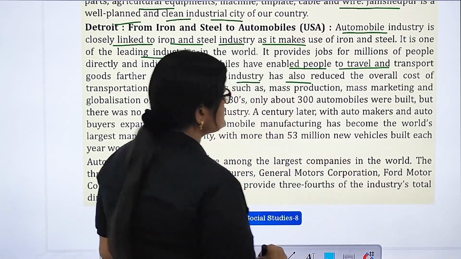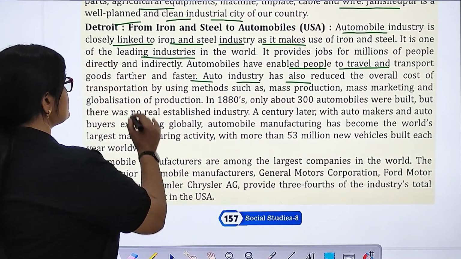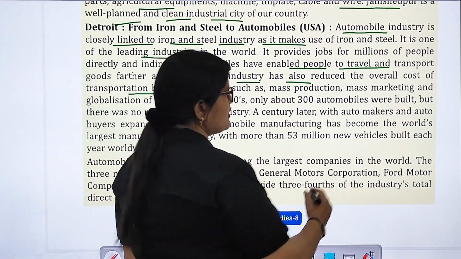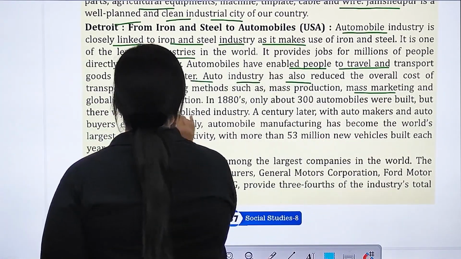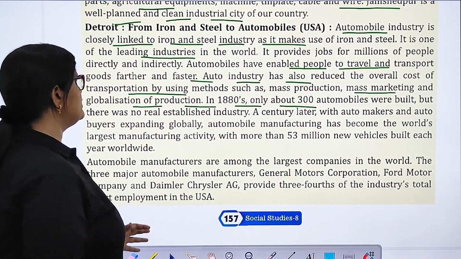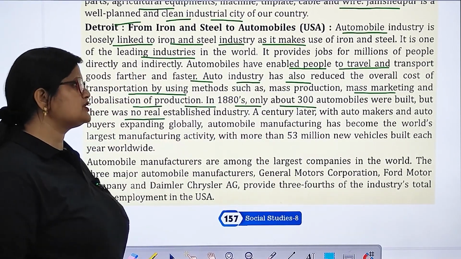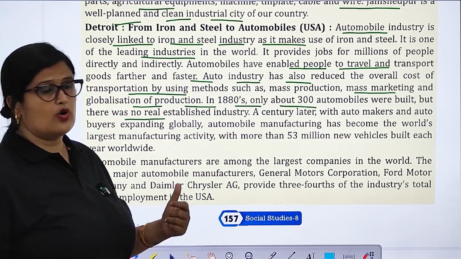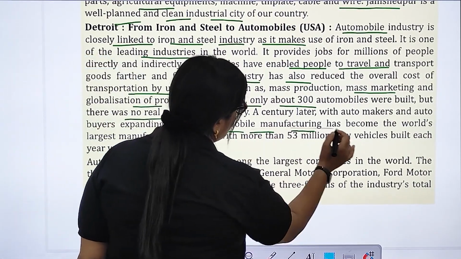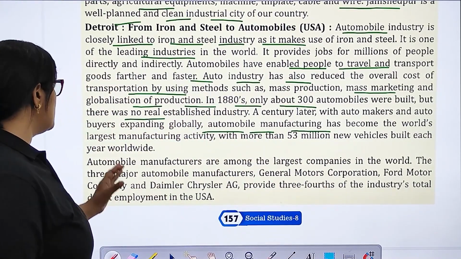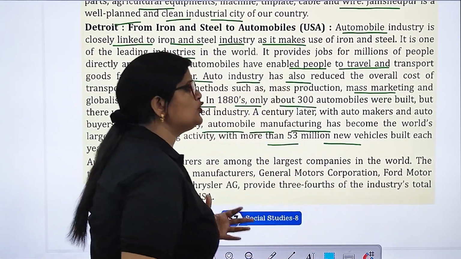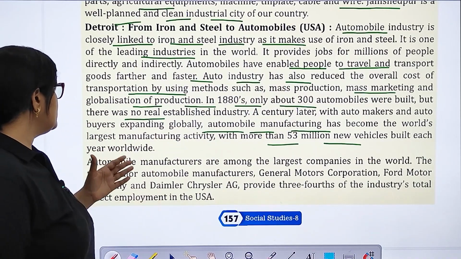Auto industry has also reduced the overall cost of transportation by using methods such as mass production, mass marketing, and globalization of production. In the 1880s, only about 300 automobiles were built, but there was no real established industry. A century later, with auto makers and auto buyers expanding globally, automobile manufacturing has become the world's largest manufacturing activity, with more than 53 million new vehicles built each year worldwide.